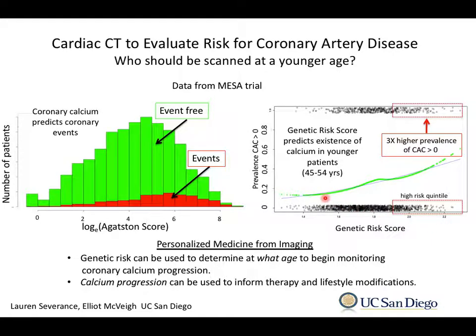And that same risk score, it's been shown to predict heart attacks, but what we recently showed is it also predicts whether or not you're going to see calcium on the CT. So if you have a high genetic risk and you're 40 years old, it's probably worth having a calcium scan, CT scan, right? Because you have a much higher probability of seeing a positive result.